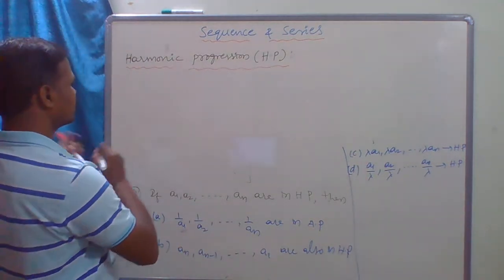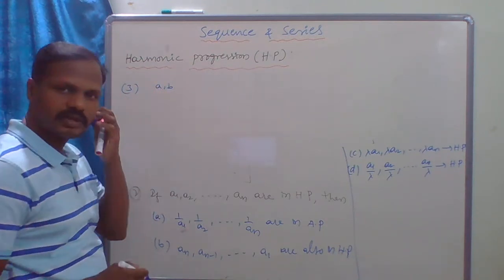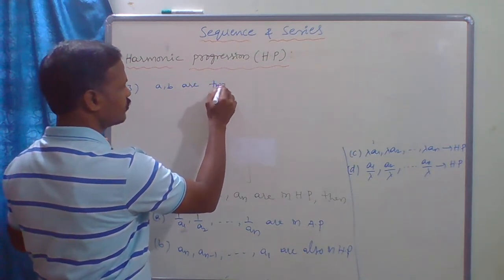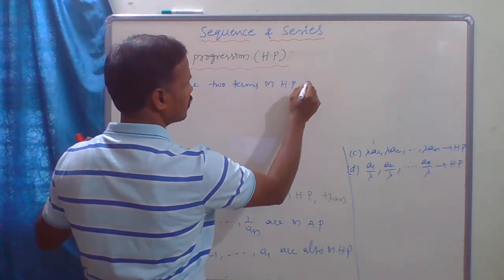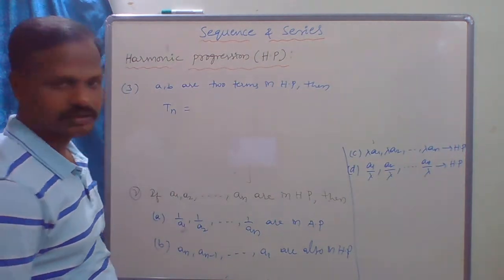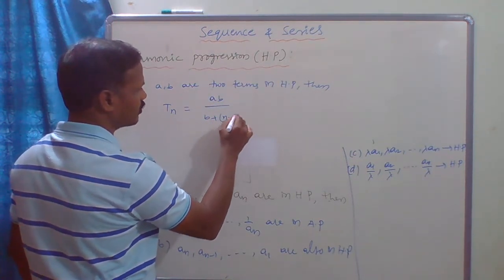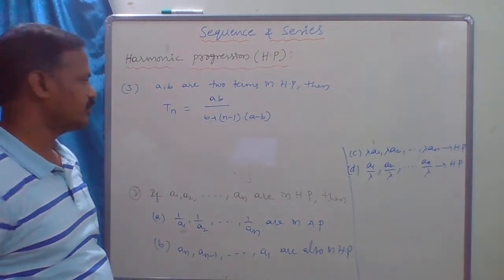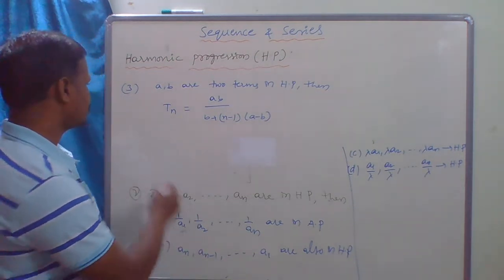Now, next, third point. If A and B are the first two terms in HP, then Tn, that is the nth term, is AB by B plus n minus 1 into A minus B. Tn equals AB by B plus n minus 1 into A minus B. Okay, fine.